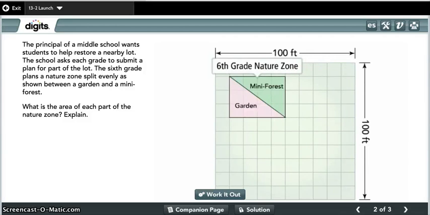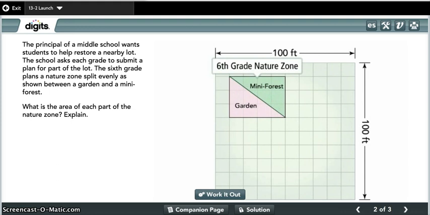Hi students, today we are working on Unit 13 or Topic 13, Lesson 2, and we are going to be talking about finding the area of other shapes, or shapes other than rectangles. And today specifically we're focusing on triangles.